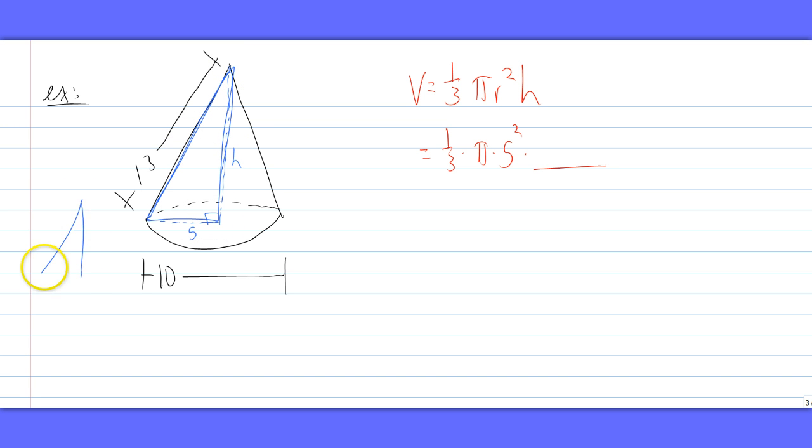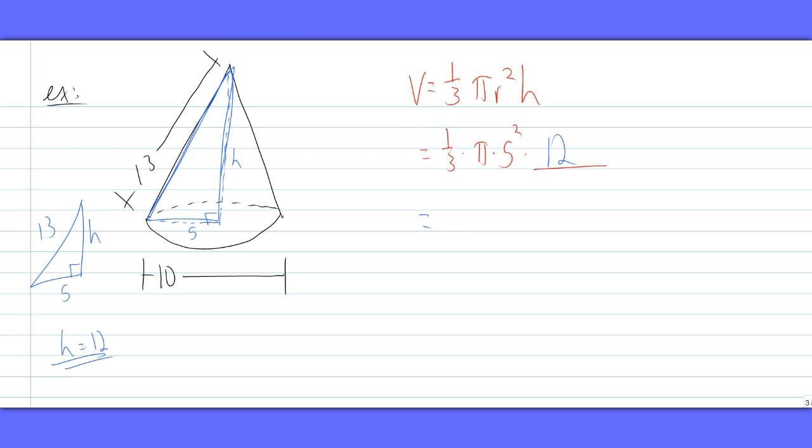So if I were to draw out that right triangle, I would see that we have a leg of 5, a hypotenuse of 13, another leg of h. So if you use the Pythagorean theorem on that, 5 squared plus h squared is equal to 13 squared. You'd get that height to be equal to 12. 12 is the height of this cone. So plug it in for that little h for the height of this cone.